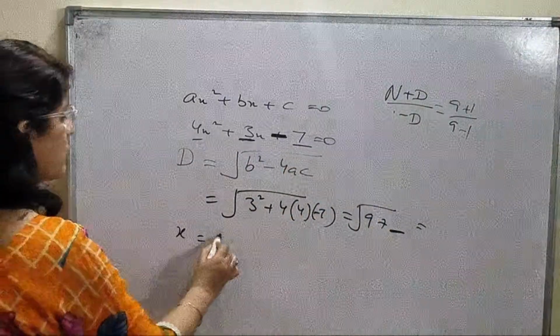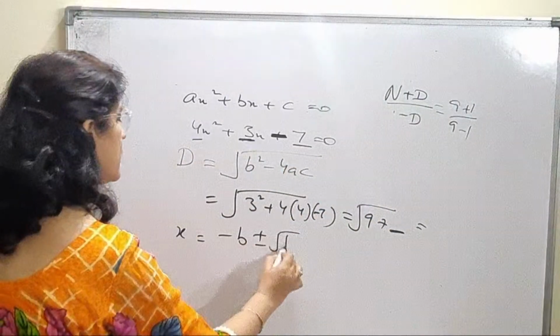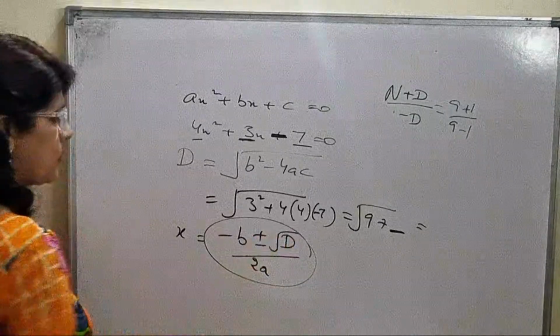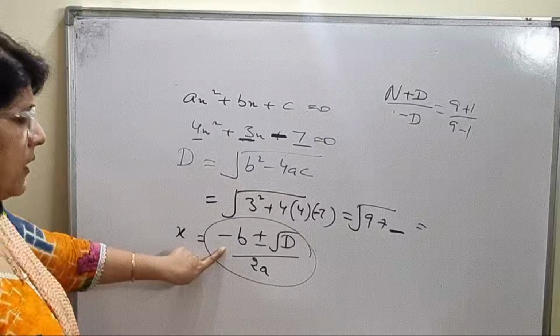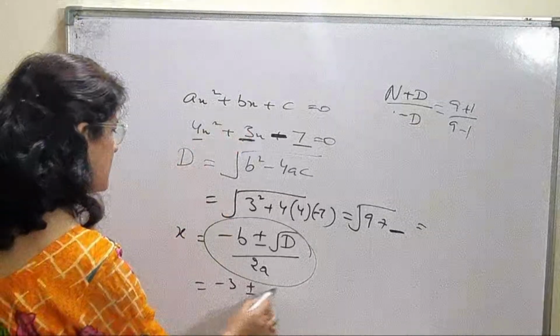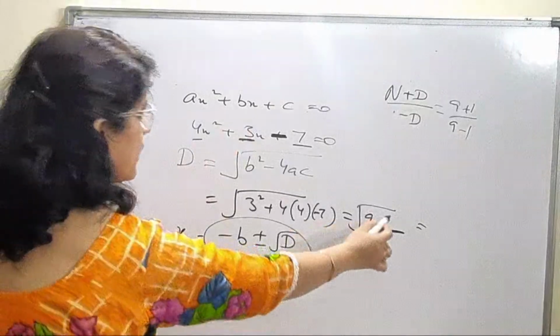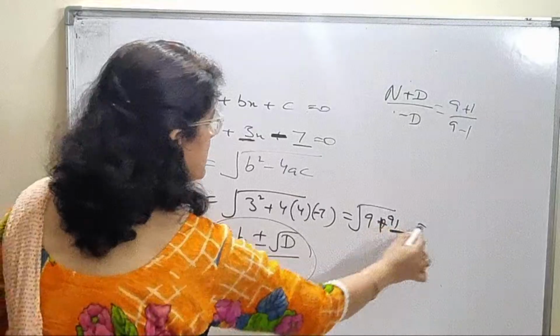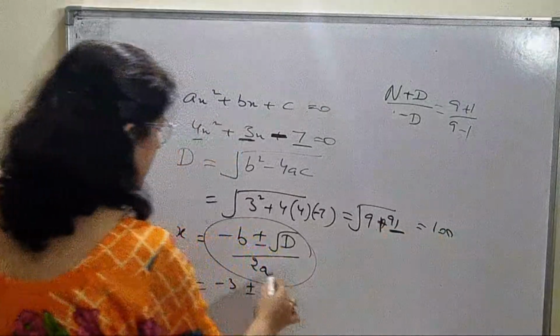Now x is equal to minus b plus minus under root d upon 2a. You just need to apply this formula for the quadratic equation. So minus b means minus 3. So it is minus 3 plus minus. What is the value of d you are getting from here? Suppose it is 100, so it is 91 plus 9. So suppose it is 100. So under root it will be 10.